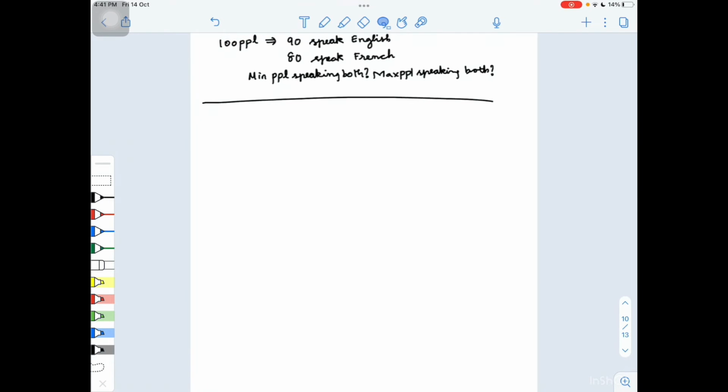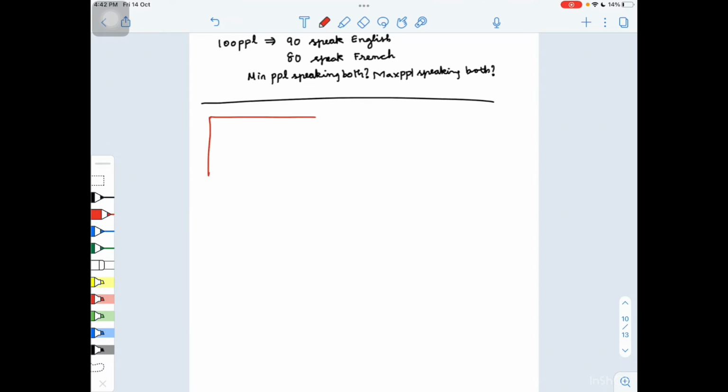Now let's look at a problem like this. There are 100 people, 90 of them are speaking English, 80 of them are speaking French. What is the minimum number of people speaking both the languages and the maximum number of people speaking both the languages? I can solve it using the all regions positive method, the light and filter method, and also using this third new method that we are going to learn right now.